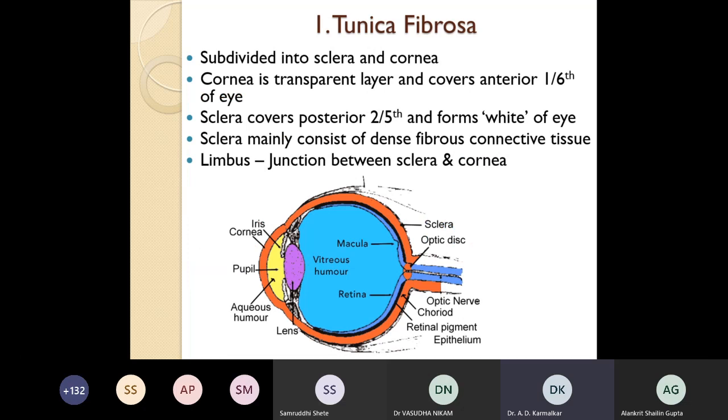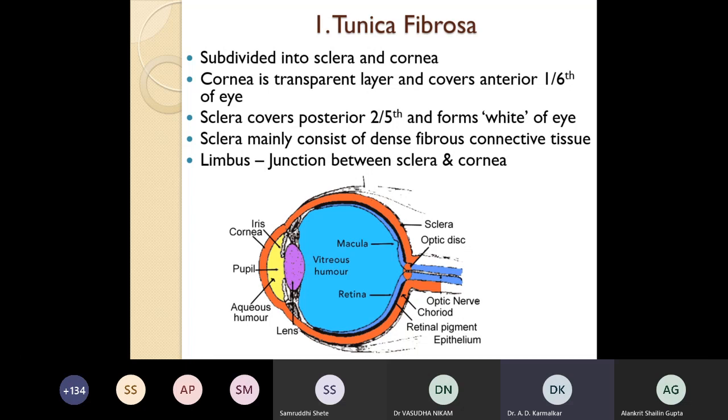Now coming to it one by one, we'll see first of all the tunica fibrosa, the fibrous coat, which has the sclera and the cornea. So it is subdivided into the sclera and the cornea. The cornea is a transparent layer and it occupies the anterior 1/6 of the eye, while the posterior 5/6 is covered by the sclera, which is white in color due to the arrangement of the collagen fibers, which makes it opaque and dense. It is a dense connective tissue.